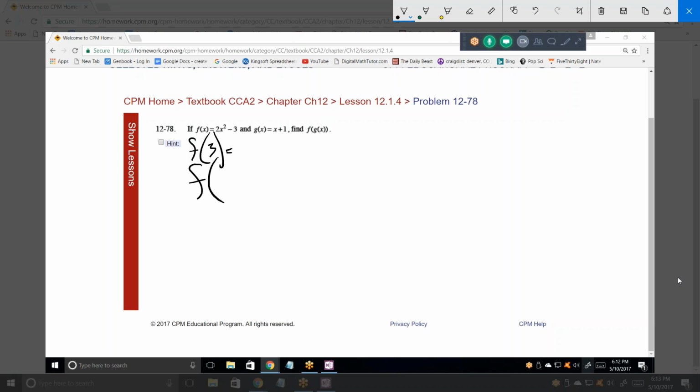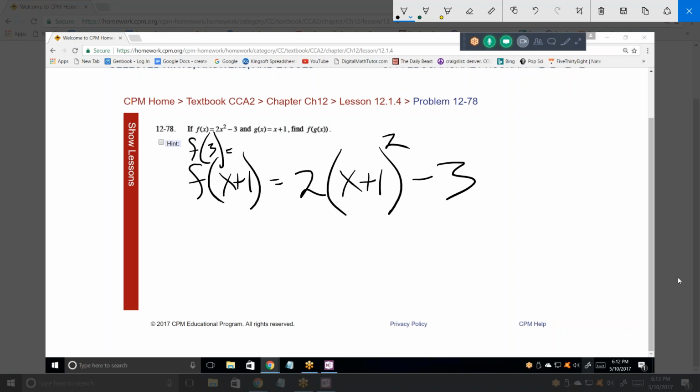If I said to you, what is f of x plus 1? What would it be? Hold on, I'm going to write the function. Whenever I run into x, I'm going to plug in x plus 1. So it would be that. So that's the game.